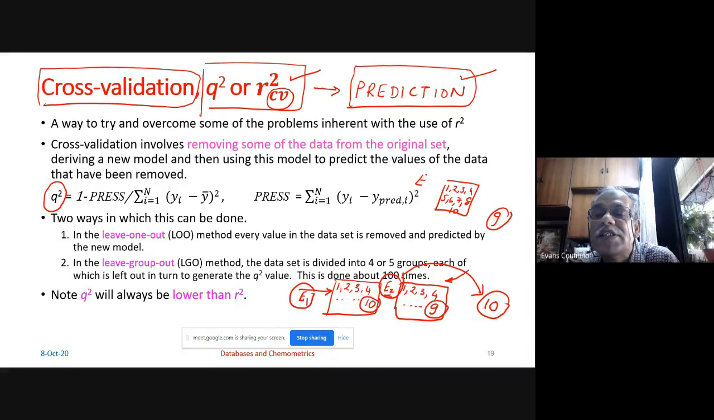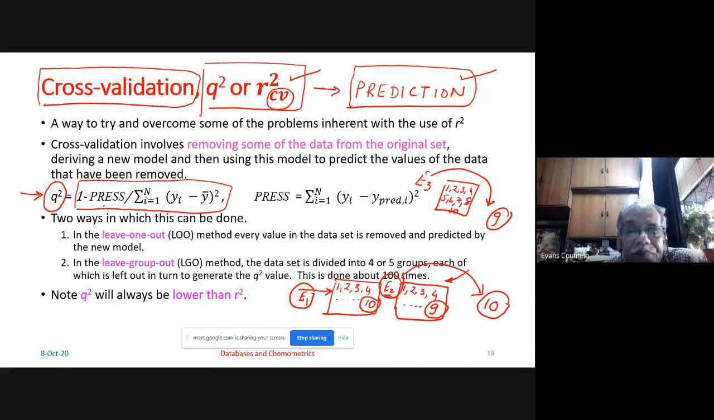A new equation is developed, and I use this new equation to predict the activity of molecule 9. I keep on making these data sets, every time taking out one molecule, building a new model, and using that model to predict the activity of the molecule that was taken out from that data set. And then I compute this Q square value, which is given by this equation.